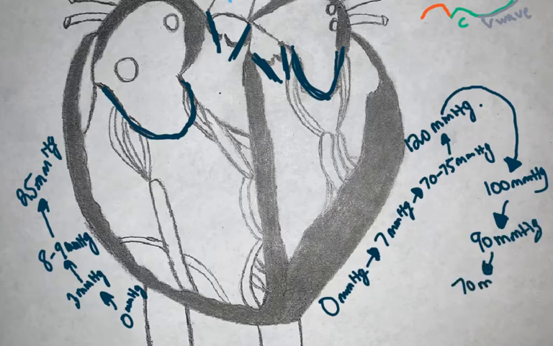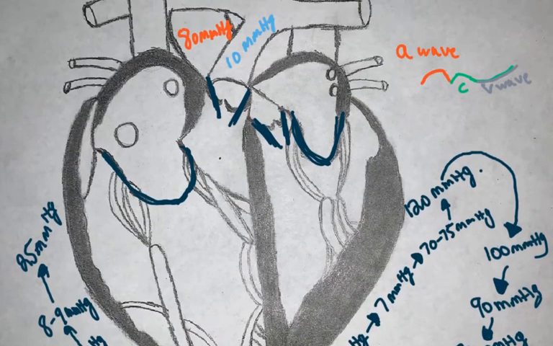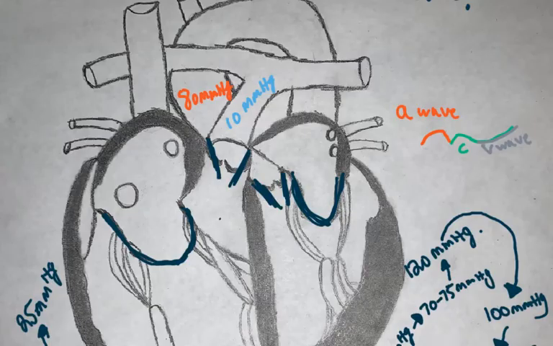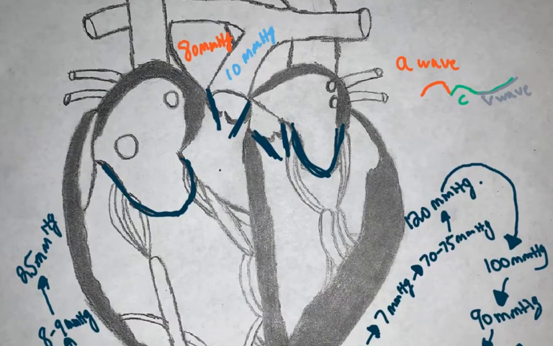Now, as soon as it goes down to 70, or this is just sample numbers, right? These are just sample numbers, but the reality is, as soon as our left ventricle pressure goes below 80, then our aortic valve is going to snap shut.